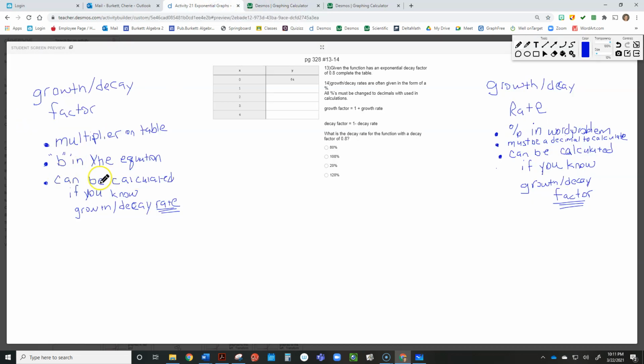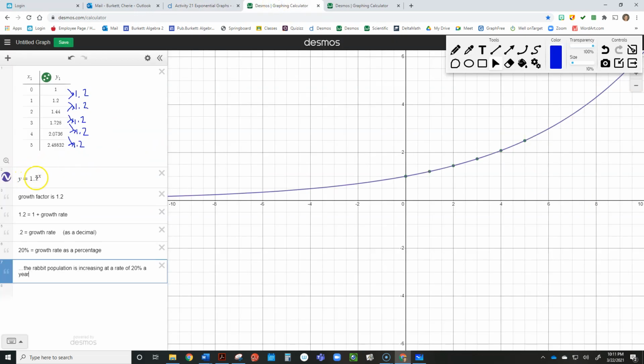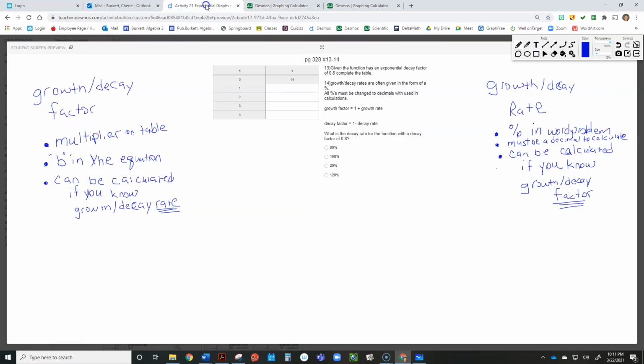And it can also be calculated. Oh, it's the b in the equation. So when you write the equation right here, it's the base of the exponent. So that's your growth factor if it's a number that's bigger than 1. And it can be calculated if they give you the growth or decay rate instead of the growth or decay factor. Here are the formulas that I'm going to use.